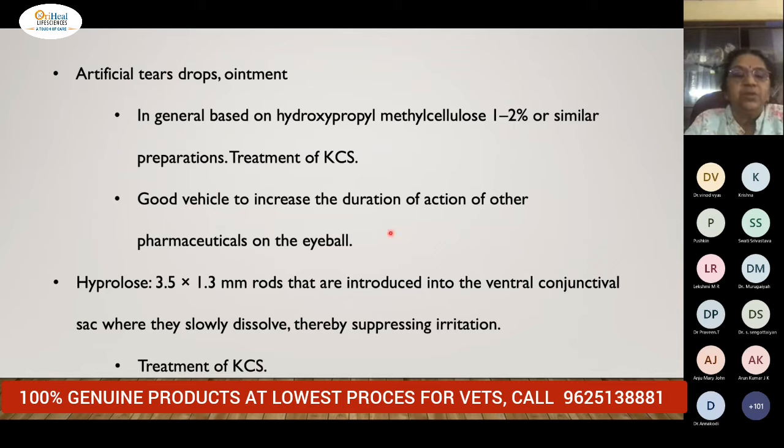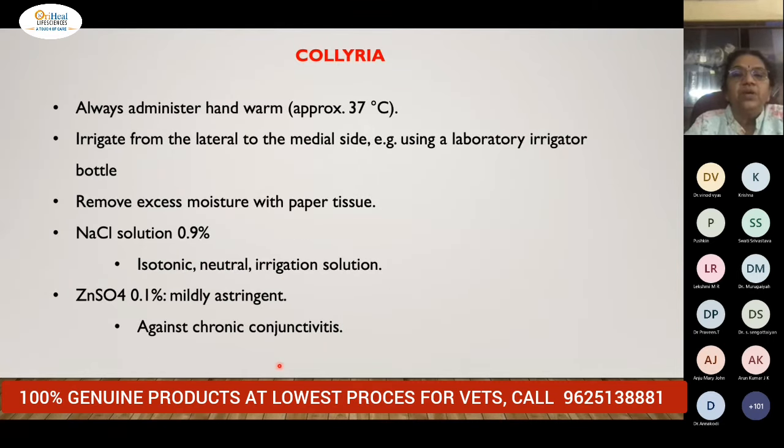So the penetration will be better. Then you also have artificial tears like hyprolose. These are rods that are introduced into the ventral conjunctival sac, and they dissolve and cause less irritation, suppress the irritation. But we are not commonly using all these. They are all treatments for KCS.